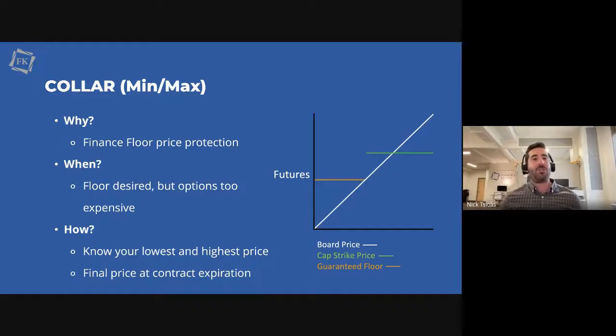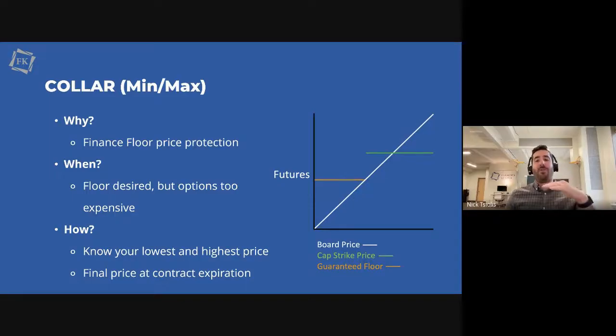So if options are just too expensive to set a floor outright, that's when you might look at doing a min-max, aka a collar. We also like it for some of those bushels that you know you're not going to price until delivery period, that you just want to keep protected.